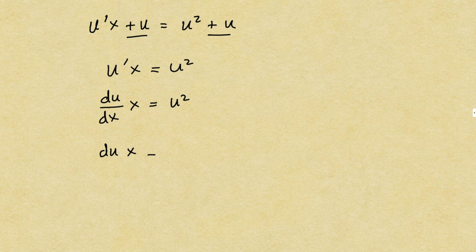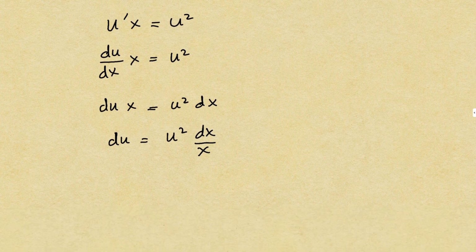So then we would have u squared dx. We can divide by x. We would have du equals u squared dx over x. And let's divide by u squared on both sides. Then we have du over u squared equals dx over x. Completely separable. All the variables of x are on the right-hand side. All the u's are on the left-hand side.